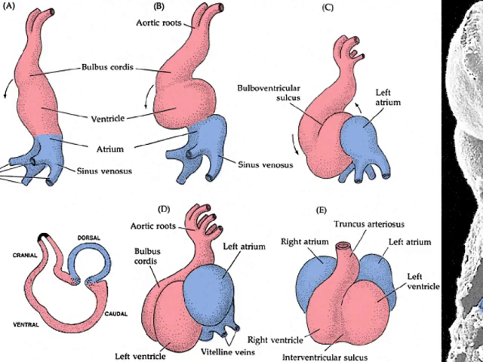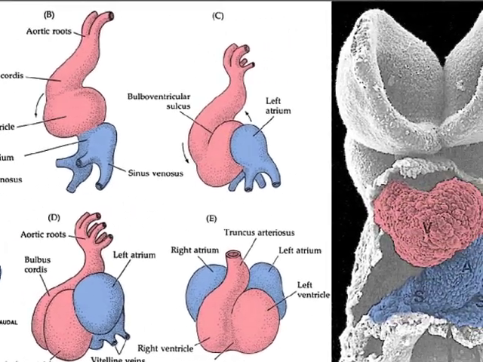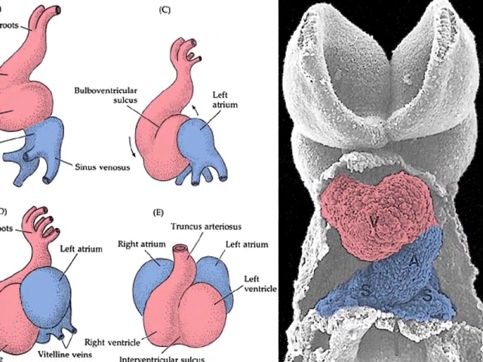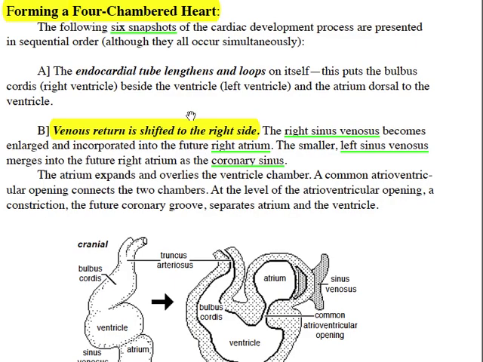On the right, we have a scanning electron micrograph of an endocardial tube. It's beginning to elongate within a confined space, and thus it loops on itself. The next snapshot that we want to consider is that venous return shifts to the right side. As a consequence, the right sinus venosus becomes enlarged, and eventually it forms the right atrium in the adult.